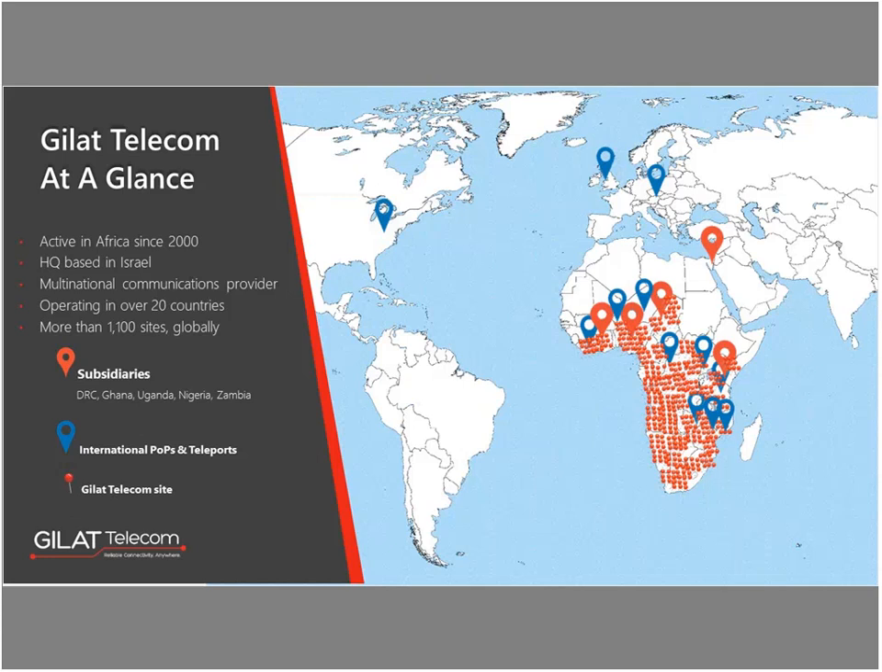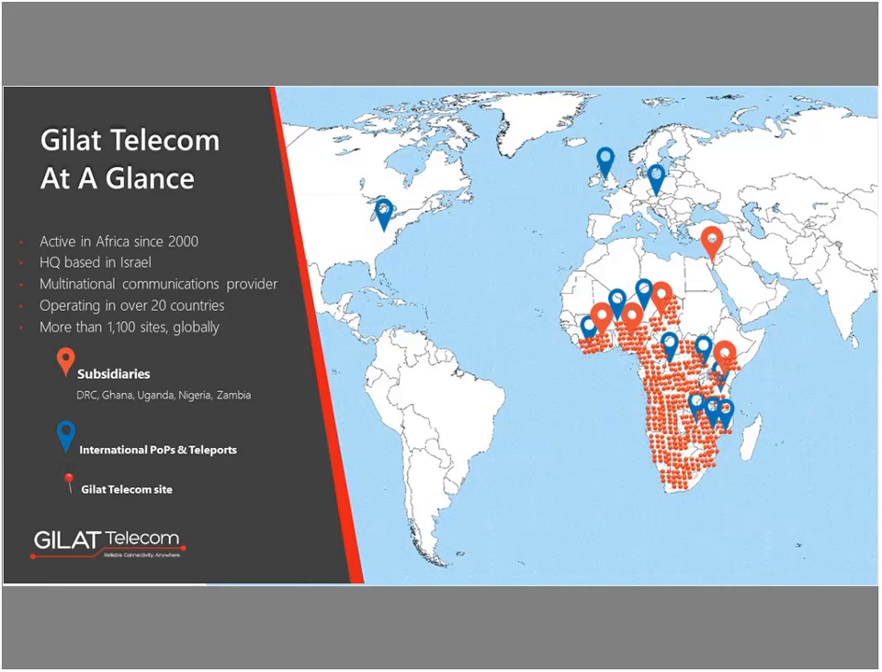A part of our activity, I didn't mention, but Gilat Telecom is a company that is based in Israel. Our HQ is there. We are part of the biggest telecom group in Israel called Eurocom. Aside from Israel, we have also subsidiaries in the DRC, Ghana, Uganda, Nigeria, Zambia. All the subsidiaries, apart from the DRC, are 100% owned and operated by Gilat Telecom.